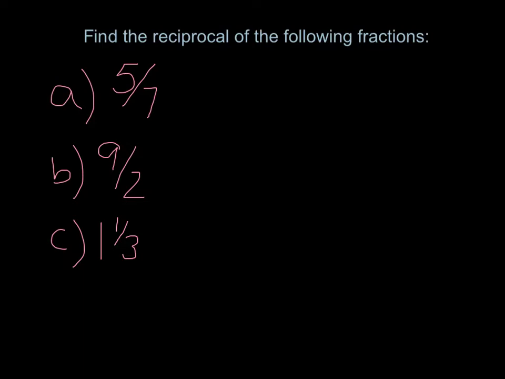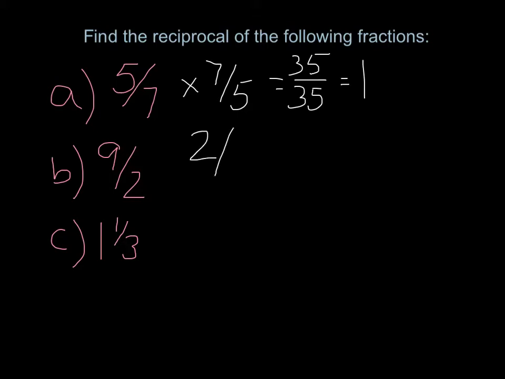Okay, so for 5/7, the reciprocal, if we flip the numerator and the denominator, we will get 7/5. So if we would multiply these two together, 5 times 7 is 35, 7 times 5 is also 35, and we get the giant 1, so we know we are correct. The reciprocal of 9/2, if we flip the numerator and the denominator, we would get 2/9.